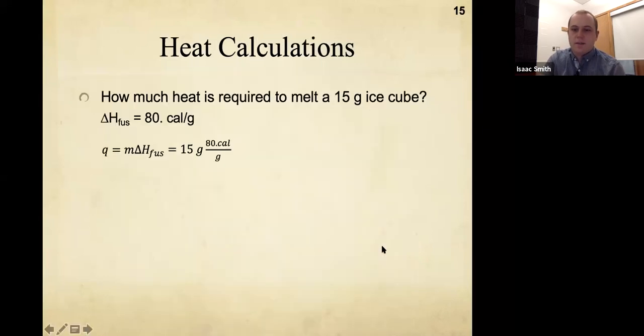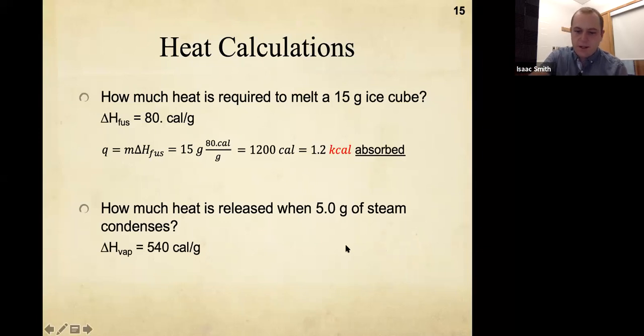Okay, try again. A little better here. All right, so we're going from 5 grams of steam and we're condensing, right? So we're jumping from this point over to this point, to this liquid phase.